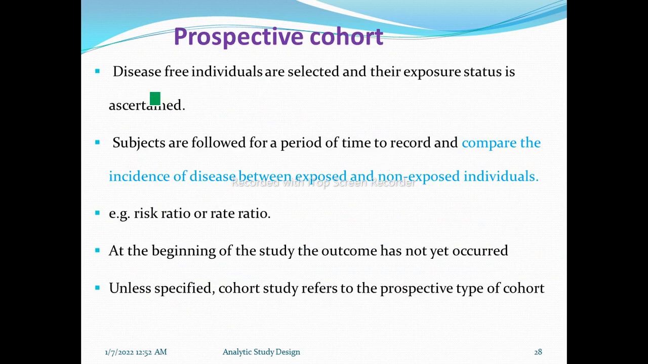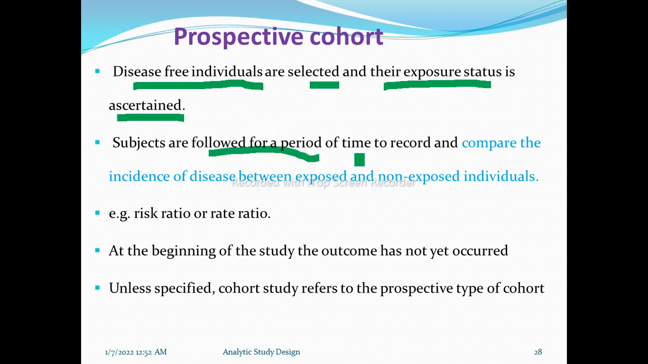Prospective cohort: disease-free individuals are selected first. Their exposure status is ascertained. So first, individuals who are free from disease are selected. Then we ascertain the exposure status. What is the exposure status? Whether drinking coffee, like that. So the exposure is drinking coffee, for instance.